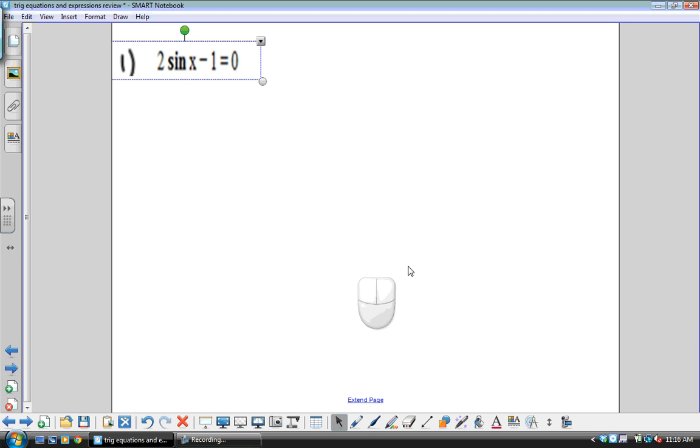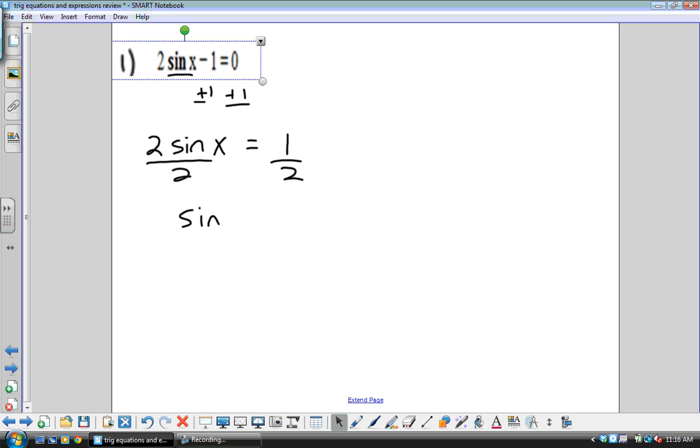Alright, number one is just a basic equation here that we just need to solve. So when we solve a basic trig equation, we just want to get sine x by itself here. First thing, let's isolate that by adding 1 on both sides. So we'll get 2 sine x equals 1. And now we can just divide both sides by 2. Get rid of that 2. So we get sine x equals 1/2.